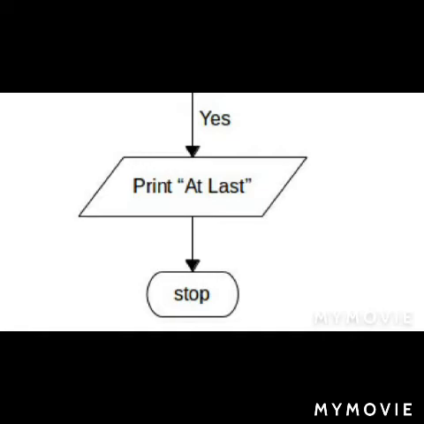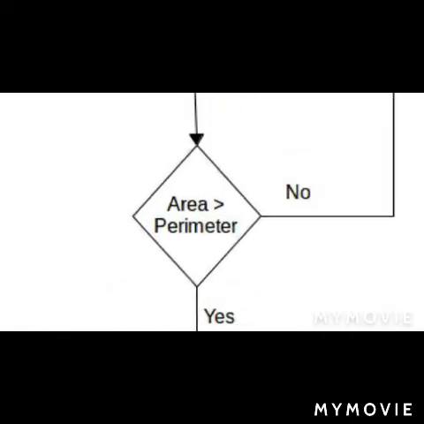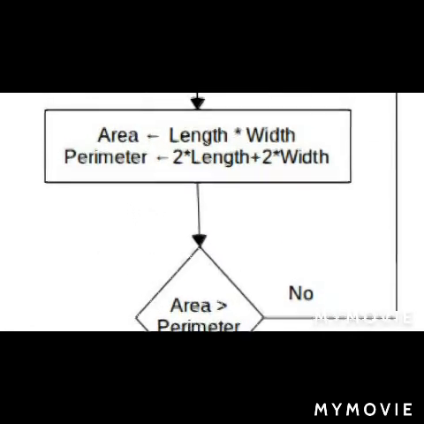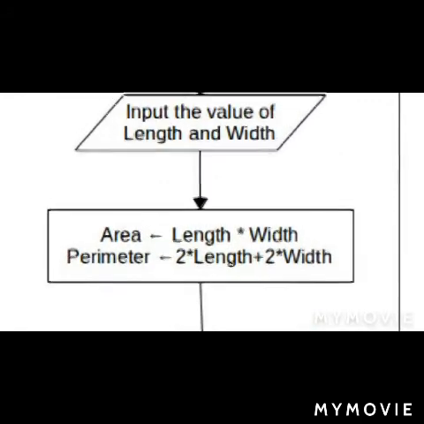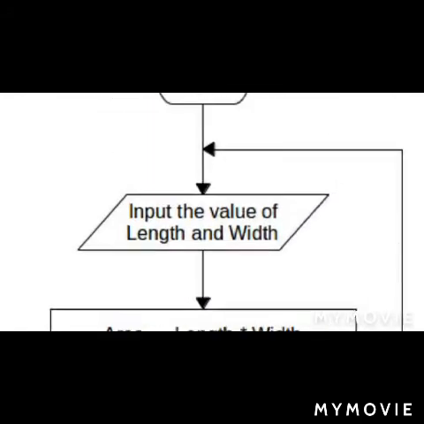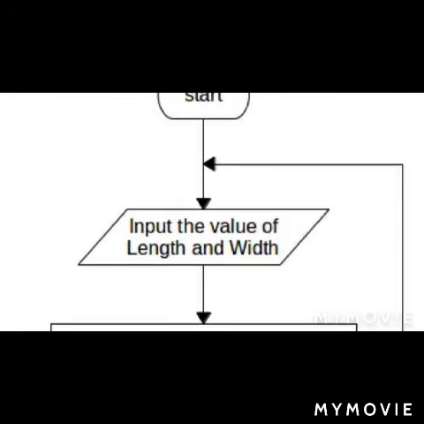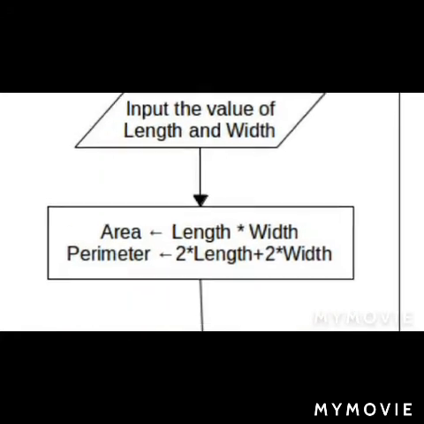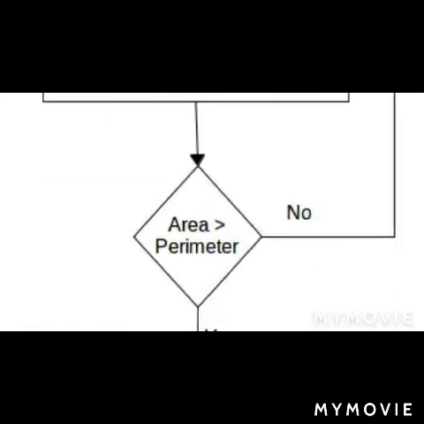If it is greater than, then we achieve our goal and we exit. We will go to stop. If it is not, then we will go back to another input value of the length and the width. And we will do this until the area is greater than the perimeter.